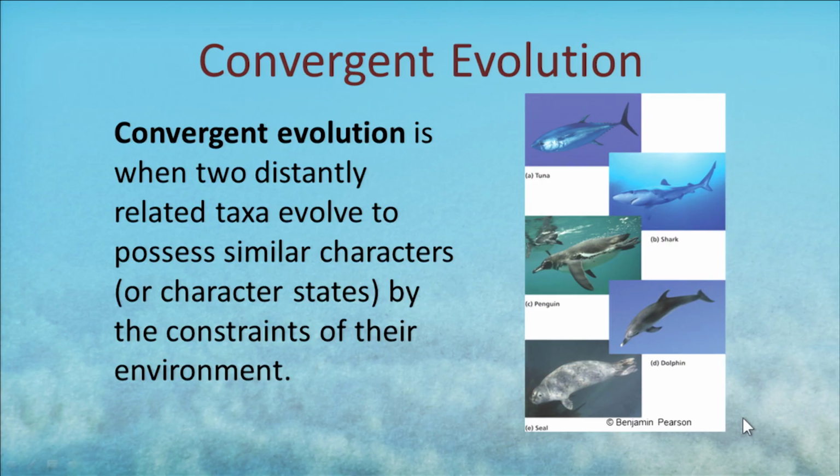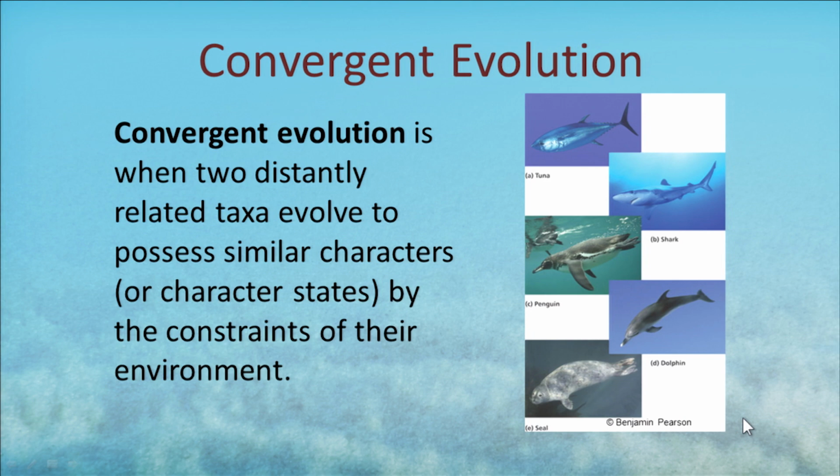The alternative is something called convergent evolution. Convergent evolution basically states this: if you have distantly related taxa or organisms, for example, a whale and a fish, they may have similar characters, not because they evolved together, but because the constraints of the environment force them to adopt similar body plans or similar character states.